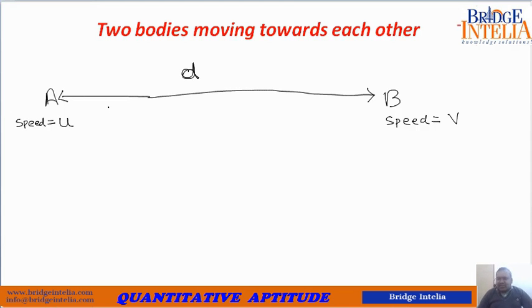So what is the concept? The question that you need to answer is: how much time will they take to meet? They have to meet each other. So, time taken to meet. Why meet? Because they are coming from opposite directions, they would be meeting somewhere, sometime. So time taken to meet would be equal to what?